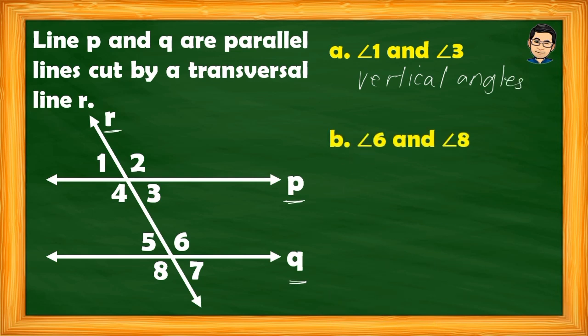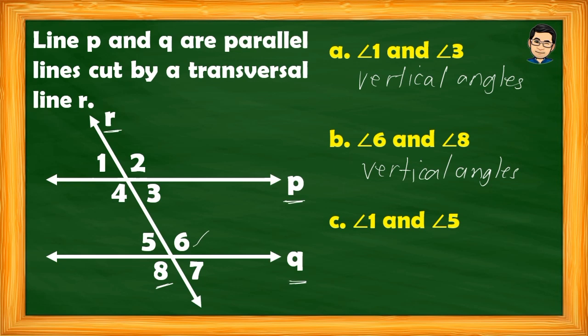Next, angle 6 and angle 8. So, ganun din po, vertical angles. So, what can you say about the measurement of vertical angles? So, vertical angles are always congruent. So, ibig sabihin po, kung ang angle 1 is 45 degrees, angle 3 is also 45 degrees. The measure of angle 6 is 135 degrees. The measure of angle 8 is also 135 degrees.